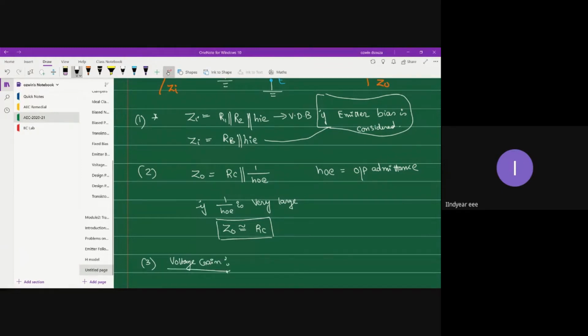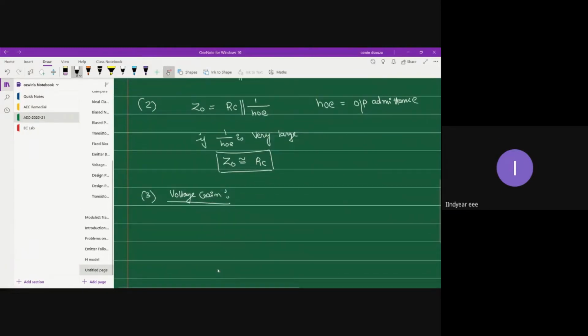Only you have to replace the transistor parameters. Everywhere you have to write H parameters. All right, so voltage gain by definition is the ratio of output voltage to input voltage, and output voltage is I0 into RC parallel with 1 over HOE.